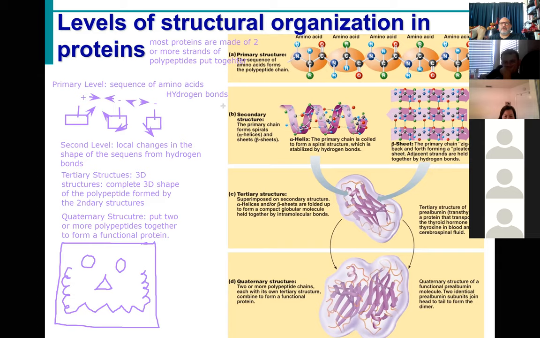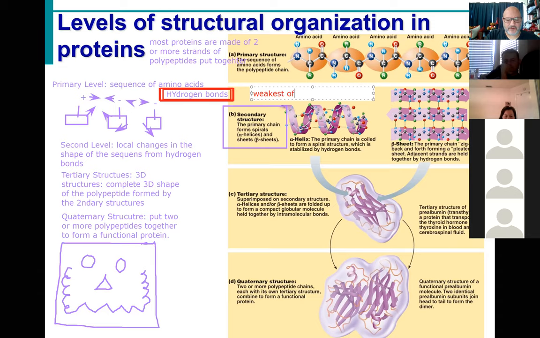And remind me again, what forms these secondary structures? Hydrogen bonds, absolutely. Hydrogen bonds form them. And luckily, as we know from taking chemistry, hydrogen bonds are super, super strong, the strongest of all the bonds, right? No. No, what are hydrogen bonds? The weakest. They are the weakest of all of the bonds, absolutely.